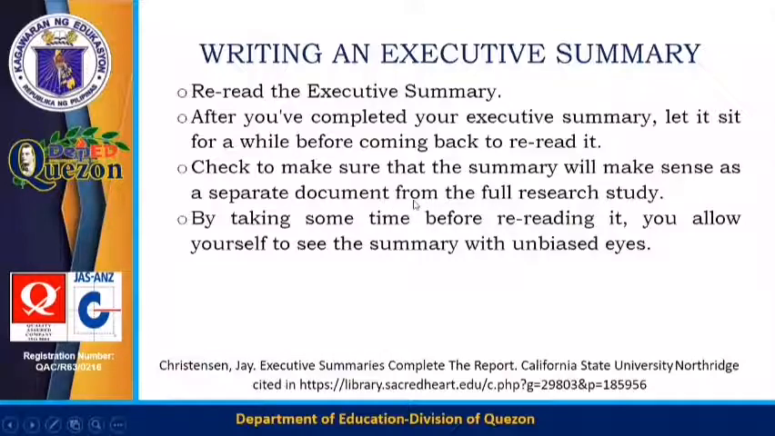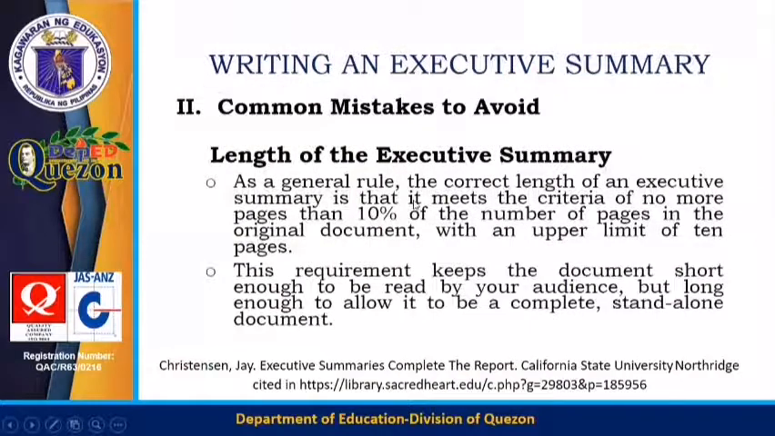Now, there are common mistakes that we should avoid in writing an executive summary. One is about the length of the executive summary. As a general rule, the correct length of an executive summary is no more pages than 10% of the number of pages in the original document, with an upper limit of 10 pages. So this is a common mistake.